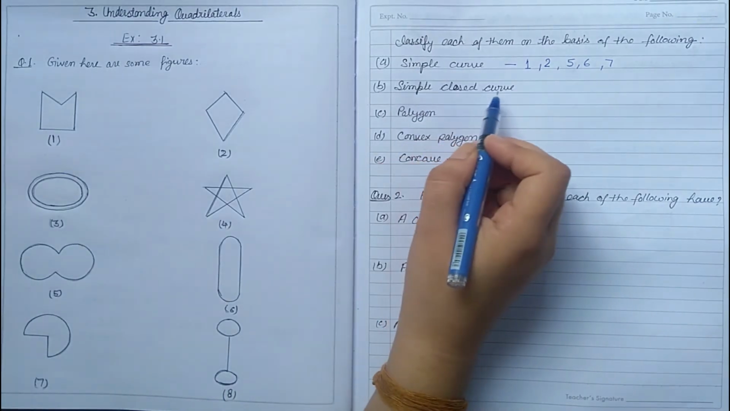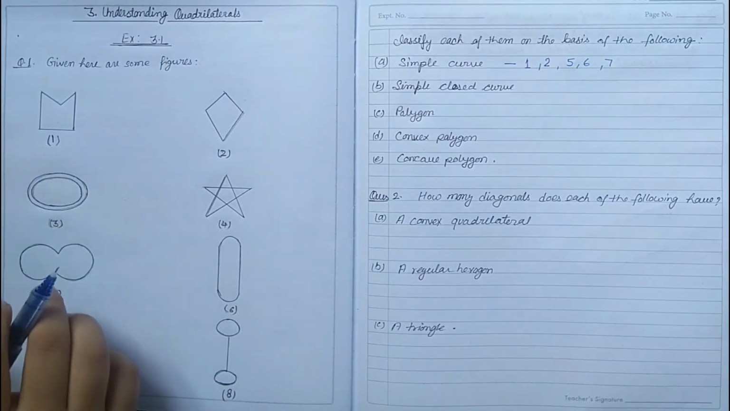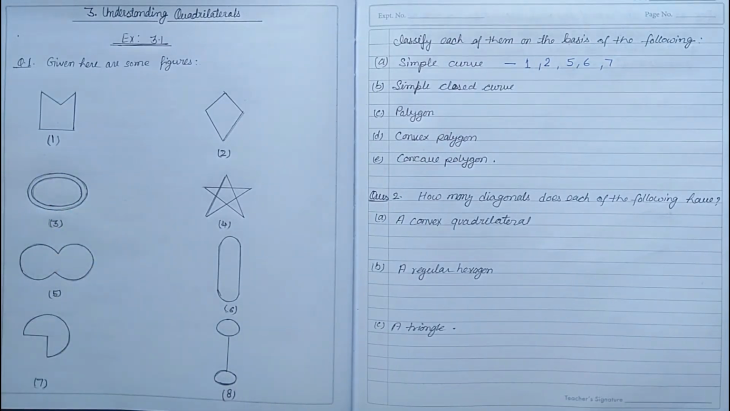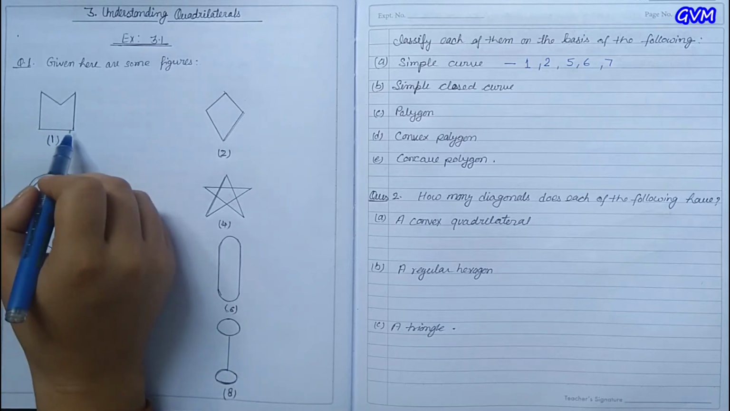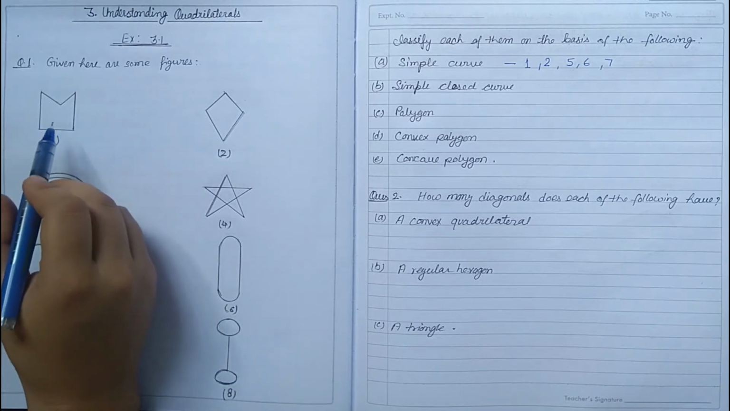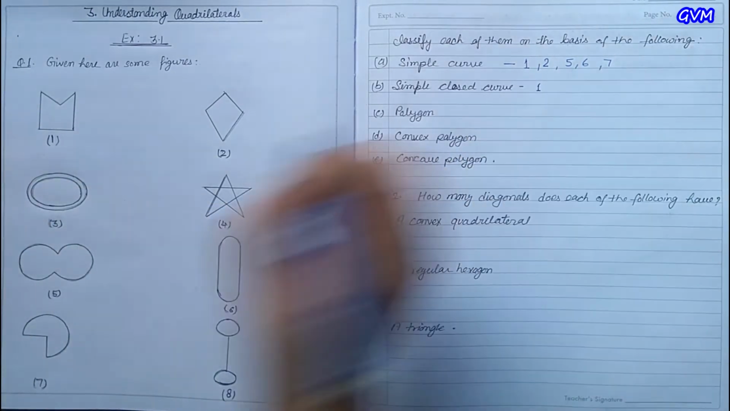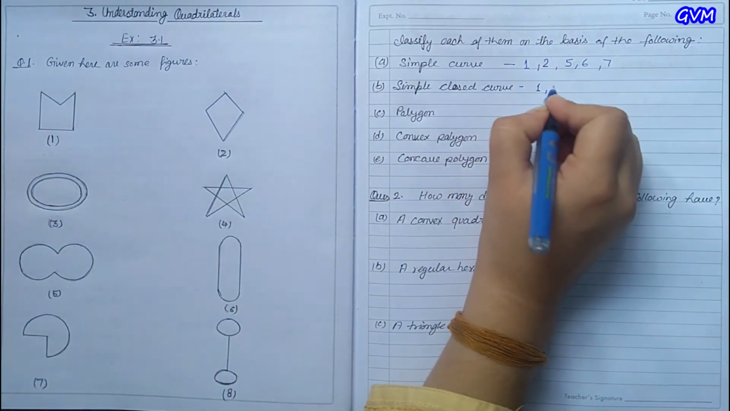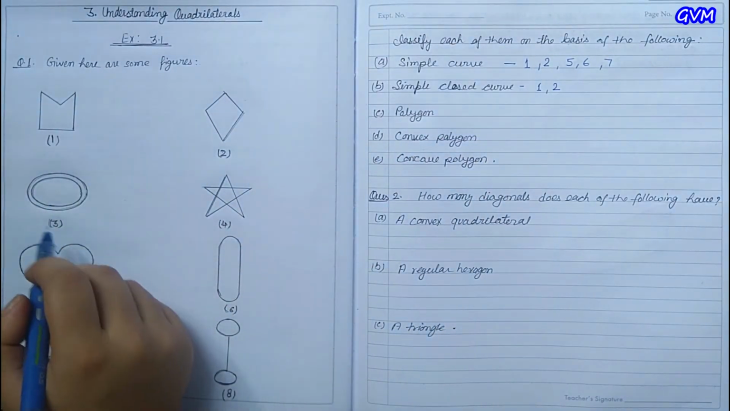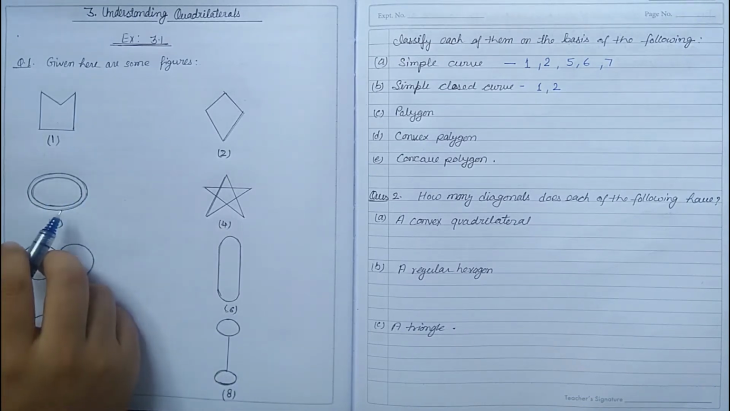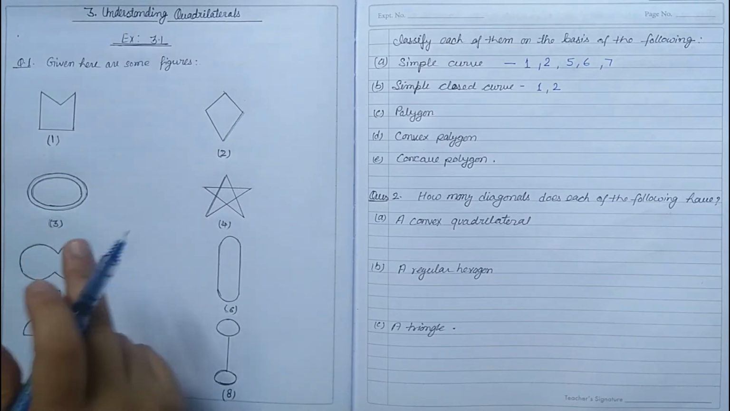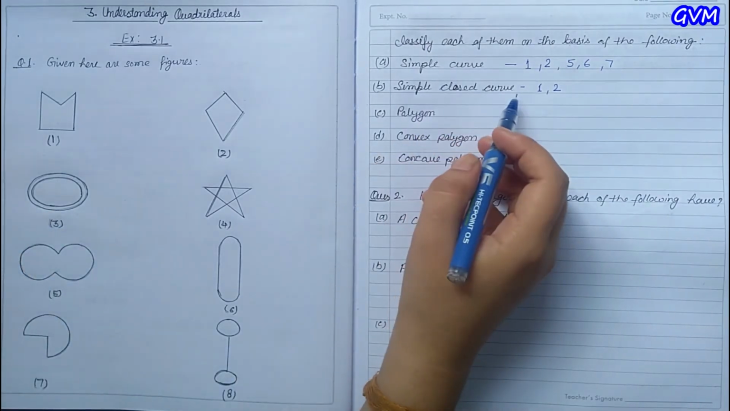Now simple closed curve. Here we have to see that the figure should be a simple curve and also a closed curve. So this is simple and closed. Yes, closed because there is no starting point and no end point. So the first one is a simple closed curve. Second is also a simple closed curve. Third one is closed but it is not simple, so it does not fall under the simple closed curve category.